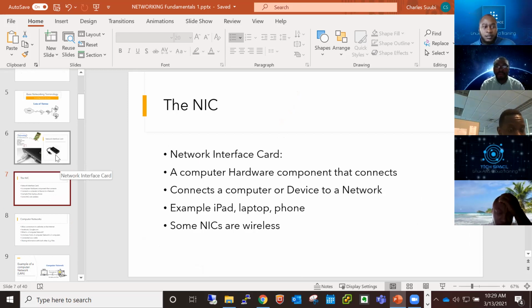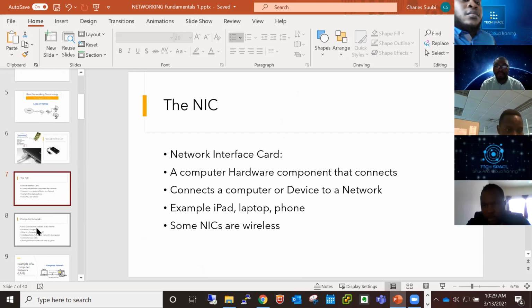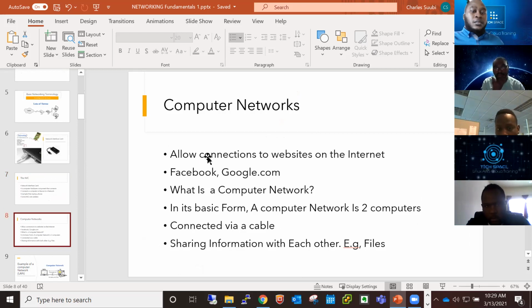Yes? Yes, sir. All right. So what did we say NIC is? What does a NIC do? What is a NIC? Can someone tell me what a NIC is? Network interface card. Yeah, apart from Jonathan, can someone else tell me what a NIC is? Can someone give me a definition of what a NIC is and what it does? I'm waiting for an answer.